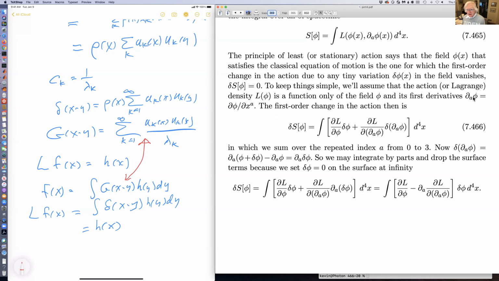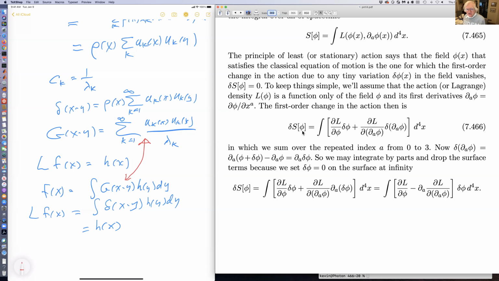If you instead have an action density that involves second derivatives, then you're going to have differential equations that are of third order. And of course, that means everything's harder, and it's not what we're used to now. Whether nature prefers it in some circumstances, I don't know. But this is the standard thing for almost all of physics.